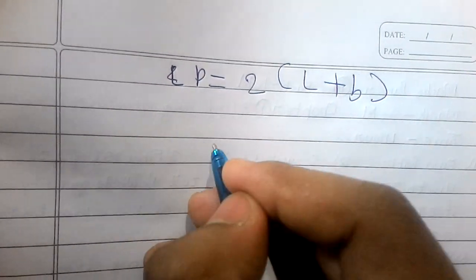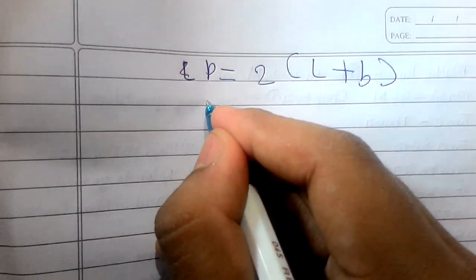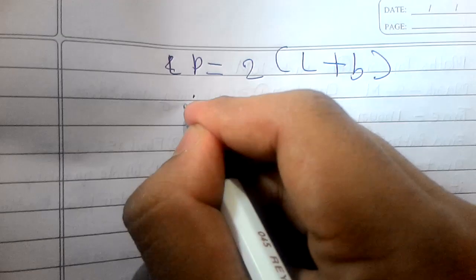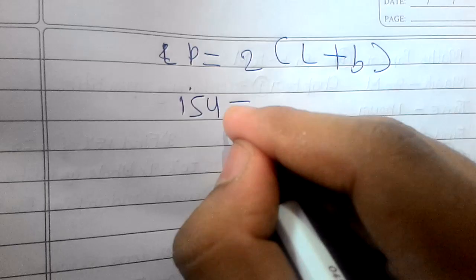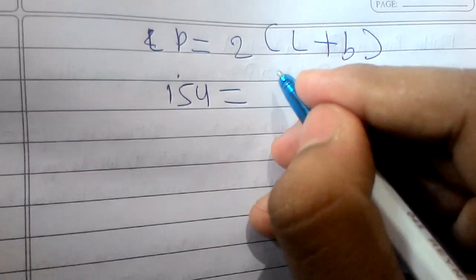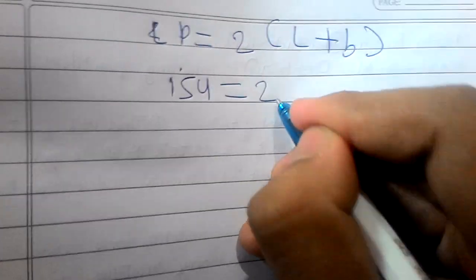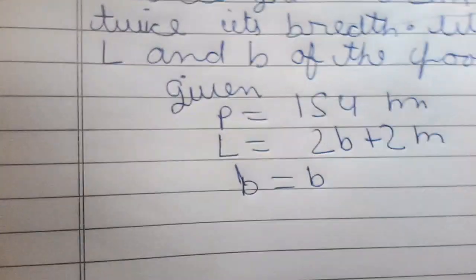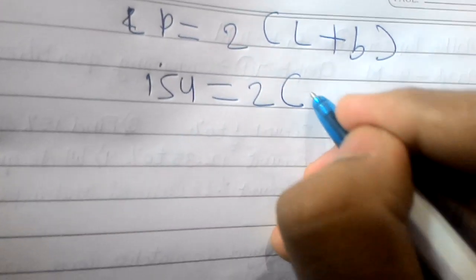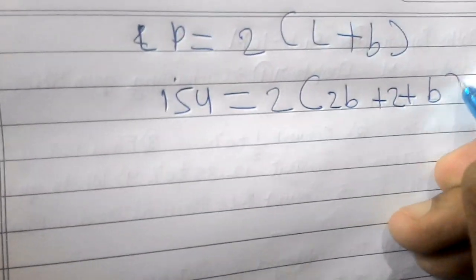So what do we have to do here? We have nothing to do here, just fit the values in this formula. So perimeter, 154 is equal to, because 154 meter is the perimeter that we know, that's why we are fitting the perimeter here. Now we have to write 2 into our length, and I told you that our length is nothing but 2b plus 2 meter. So here also we write the length as 2b plus 2. Okay, and now plus b, because we taken the breadth as b.